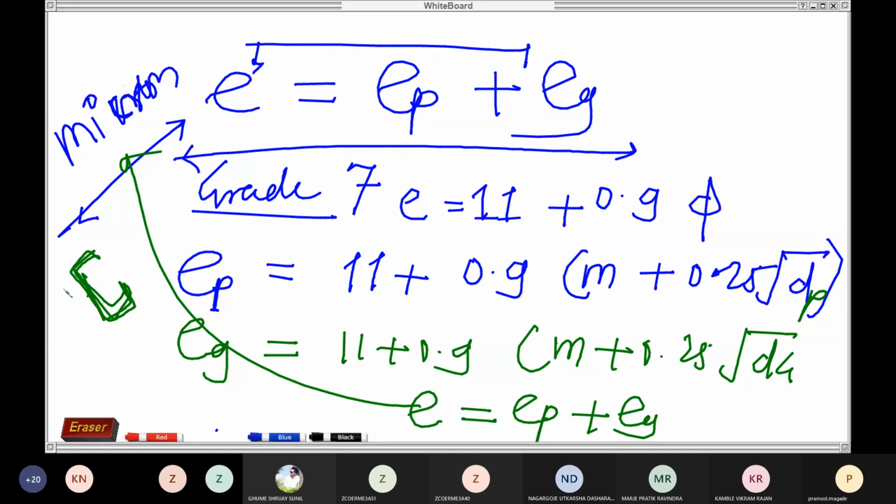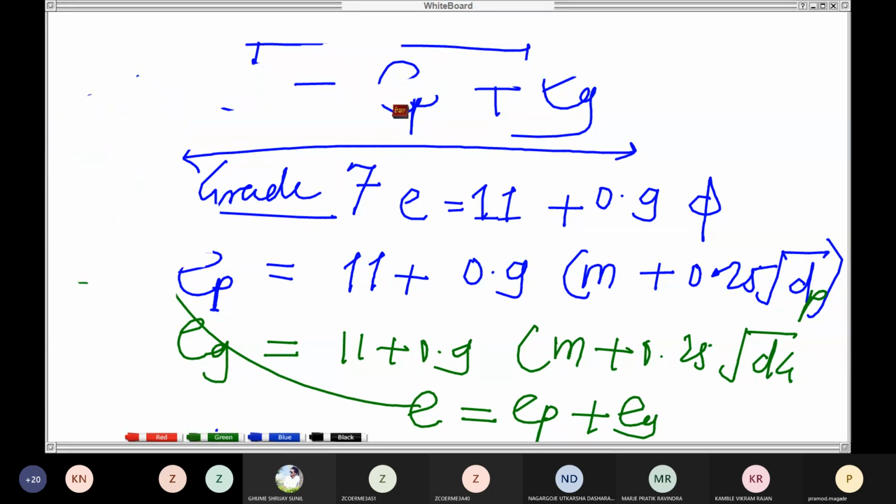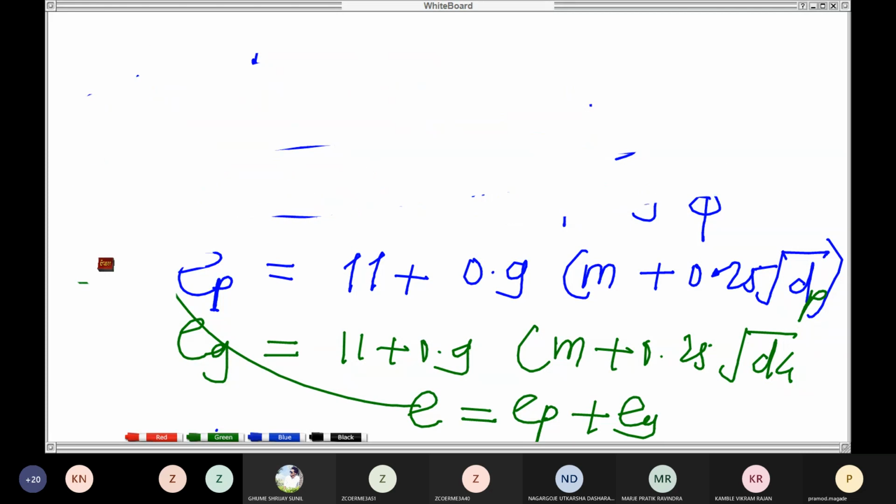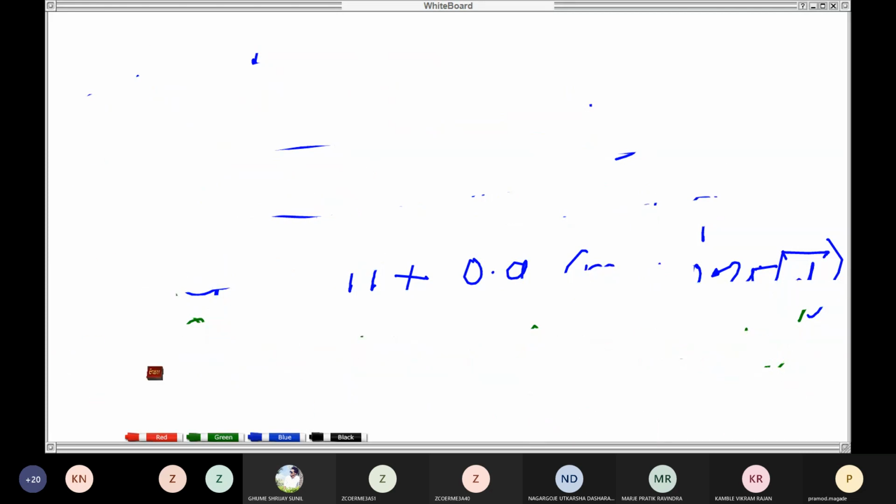So at the time of solving the numerical you will get the idea how to do the things. Last part of this, write down safety against bending and wear failure. First is safety against bending failure. Safety against bending failure.